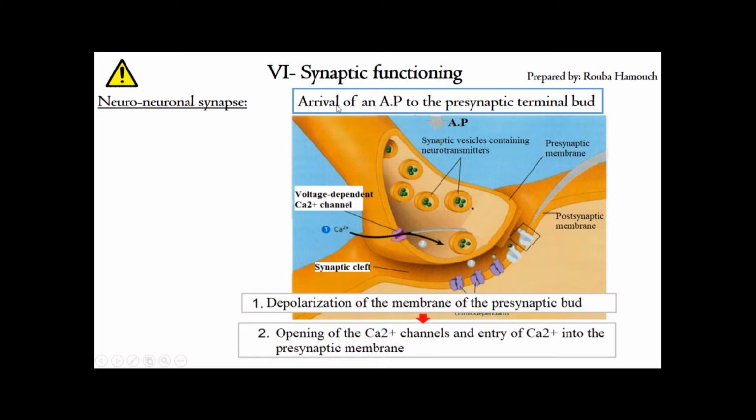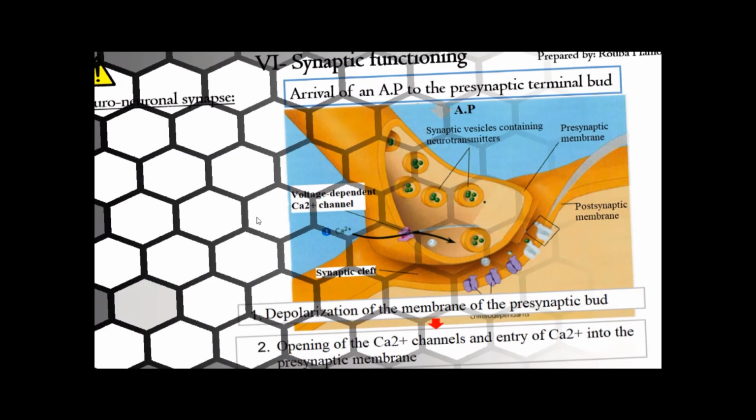So this is the first step in a synapse: the arrival of an action potential to the presynaptic terminal bud and the opening of Ca2+ voltage dependent channels to allow the entry of Ca2+ into the presynaptic membrane.